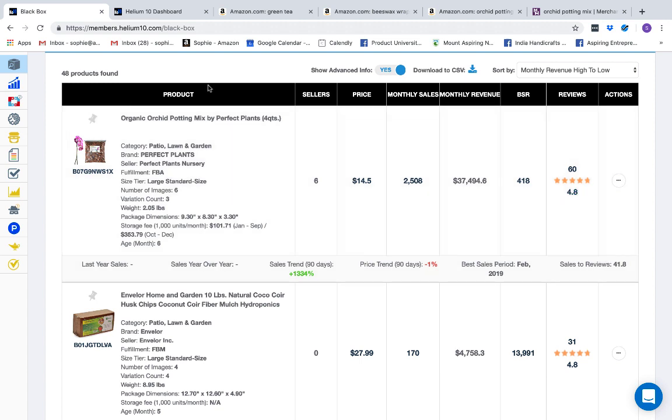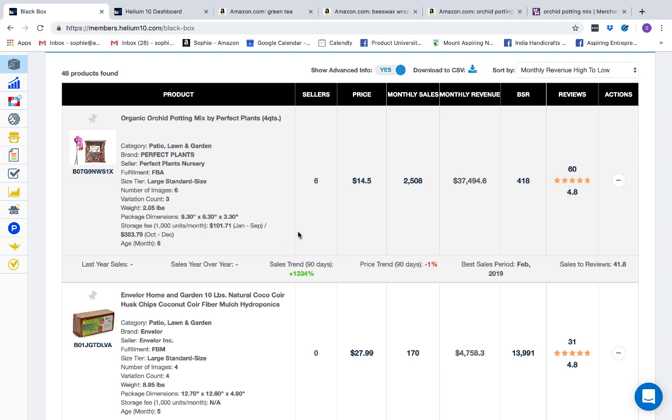So I really like that this tool gives you a little picture of the image. It tells you lots of the facts and figures about the product. It tells you which category it's in, the brand name, who the seller is, whether it's fulfilled by Amazon or fulfilled by the merchant themselves, what the size is, how many images they've got on their listing, whether they've got variations of size or color or type, the weight, the dimensions, the storage fees, and how long that product's been there.